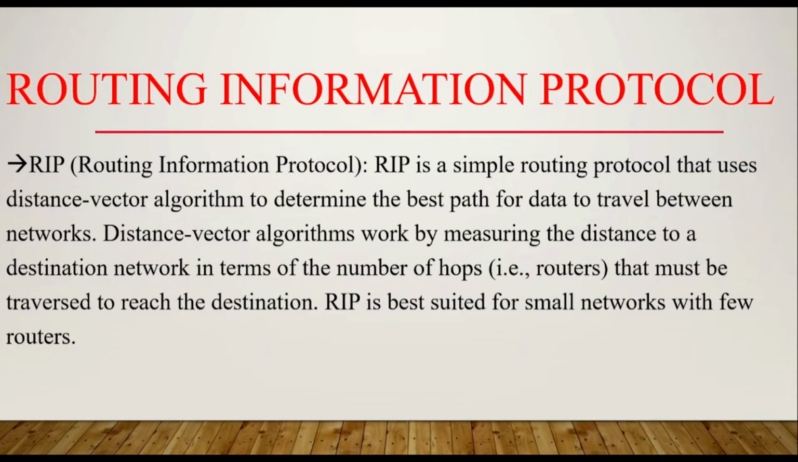RIP means Routing Information Protocol. RIP is a simple routing protocol that uses distance vector algorithm to determine the best path for data to travel between networks. Distance vector algorithm works by measuring the distance to a destination network in terms of number of hops or routers that must be traversed to reach the destination. RIP is best suited for small networks with few routers.